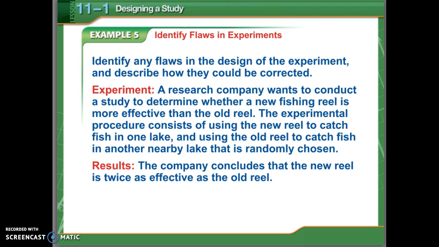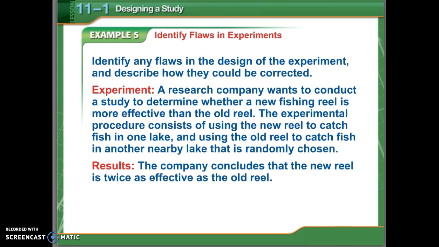So the experiment is a research company wants to conduct a study to determine whether a new fishing reel is more effective than the old reel. The experimental procedure consists of using the new reel to catch fish in one lake and using the old reel to catch fish in another nearby lake that is randomly chosen. The results were that the company concludes that the new reel is twice as effective as the old reel.